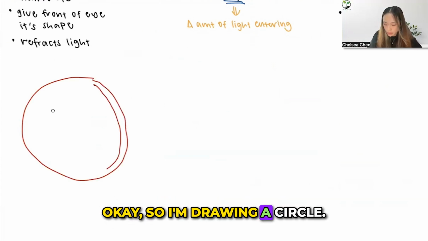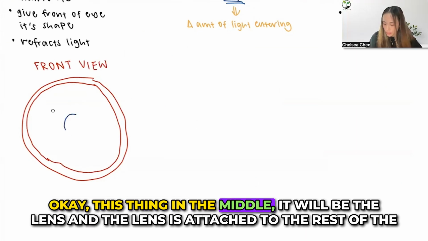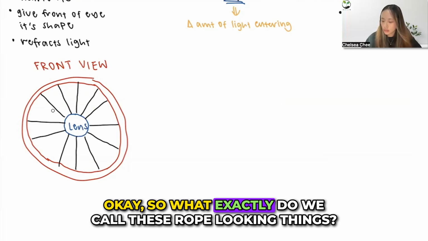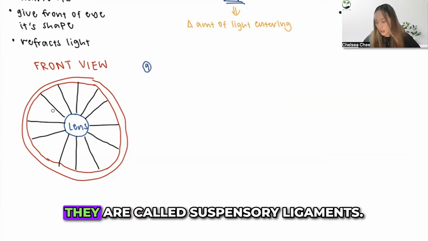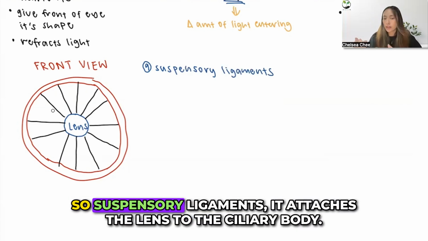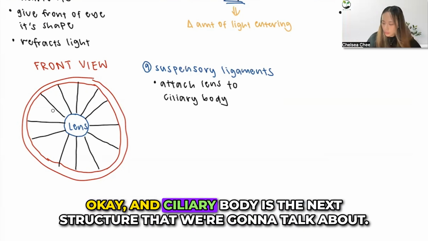Okay, so I'm drawing a circle. This is the front view. This thing in the middle will be the lens. And the lens is attached to the rest of the eye through these rope-looking things. So what exactly do we call these rope-looking things? They are called suspensory ligaments. Suspend means to hold something, right? So suspensory ligaments attach the lens to the ciliary body. And the ciliary body is the next structure that we are going to talk about.